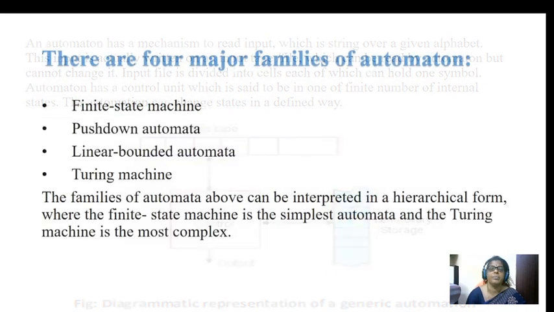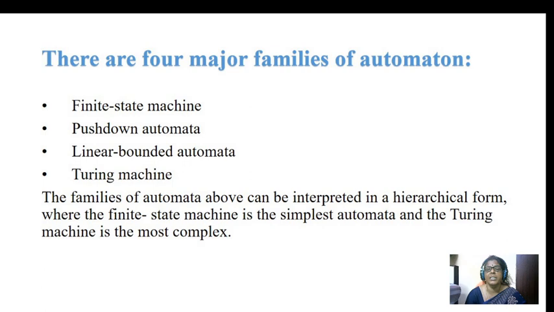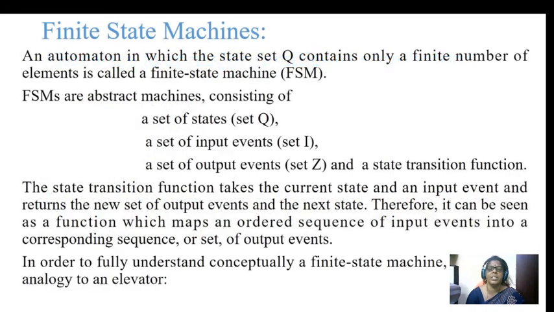Next, there are four major families of automata. What are the families? Finite state machine, pushdown automata, linear bounded automata, and Turing machine. These are the four families. The automata above can be interpreted in a hierarchical form where the finite state machine is the simplest one and the Turing machine is the most complex one. In that hierarchical form we arrange the families.